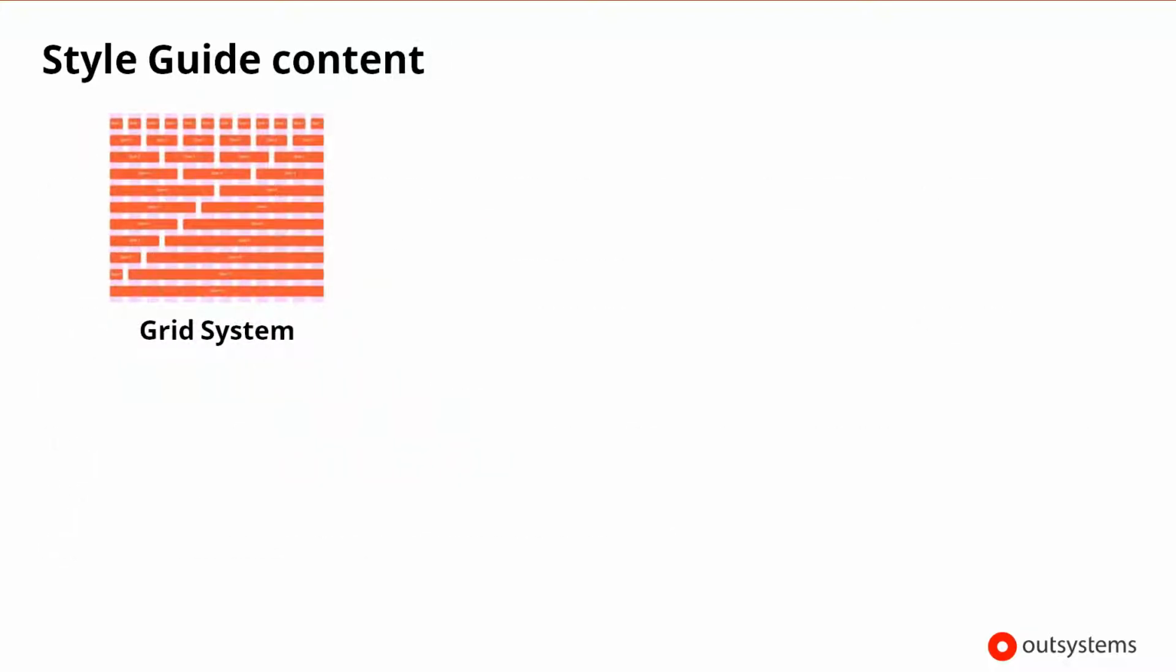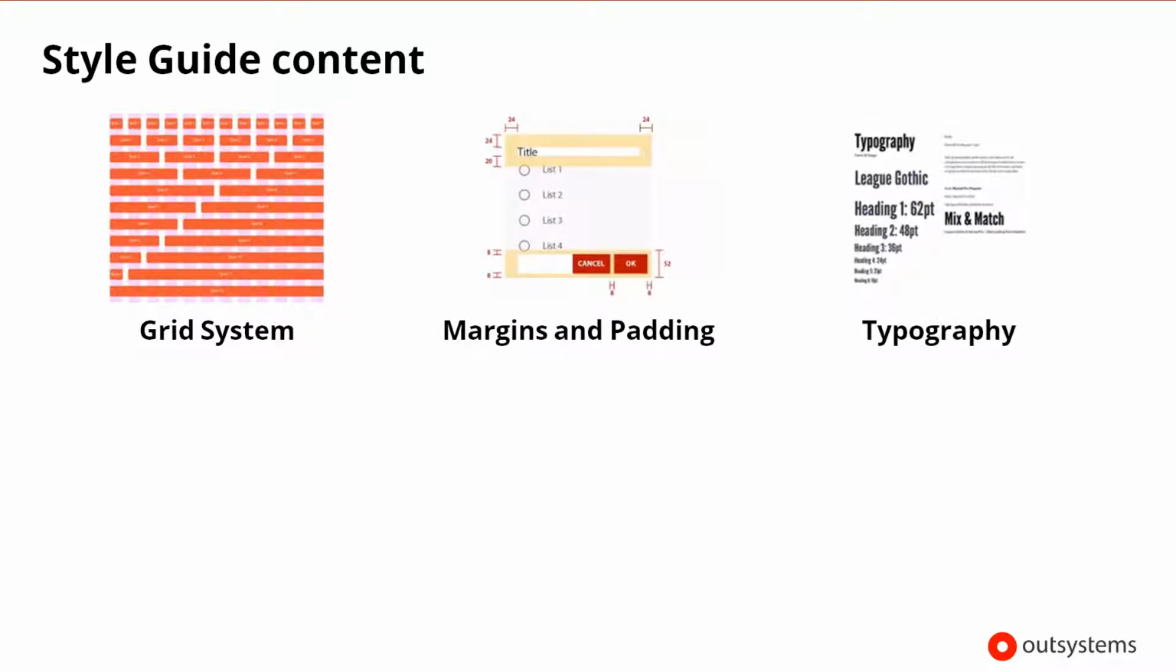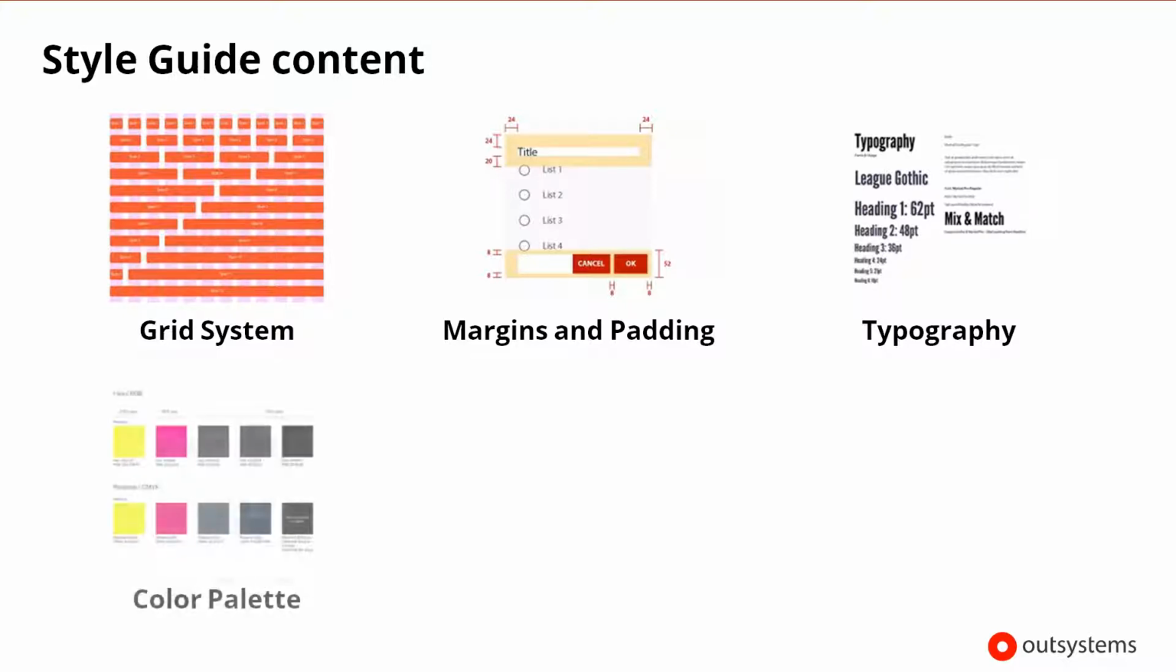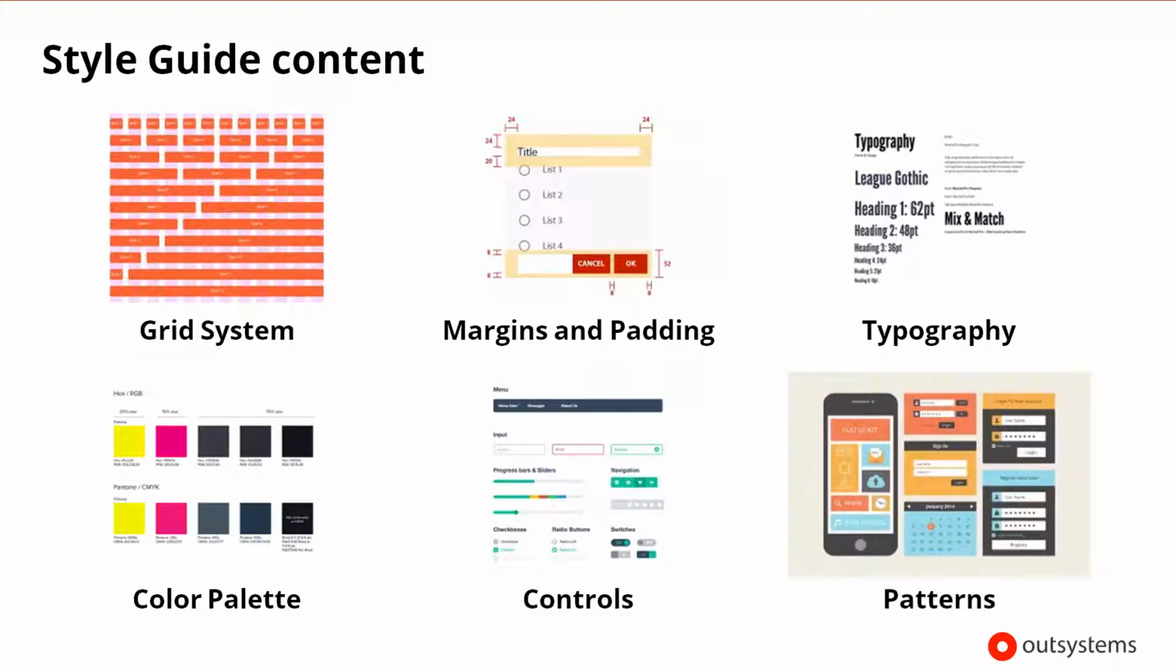The style guide contains rules for the user interface. Here are some examples: the grid system for composing screens, margins and padding of UI elements, typography like the font type, font size, or hierarchy rules, the palette of colors to use, how to use UI controls like text inputs, progress bars, checkboxes, or radio buttons, and finally, more complex patterns of implementation like a dashboard, login, or calendar pattern.